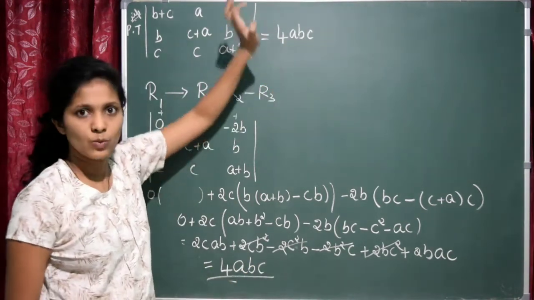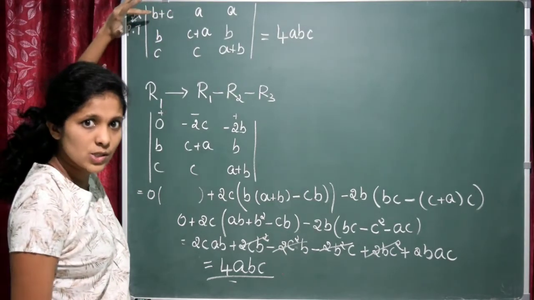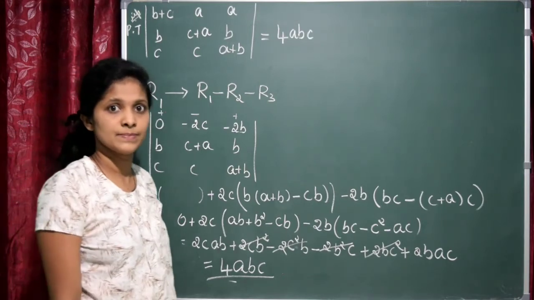If it is this type, what operation do you have to give? Just subtract all the rows: R1 changes to R1 minus R2 minus R3. Remember this one. Okay?